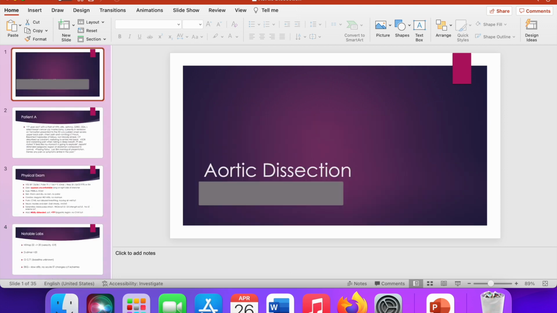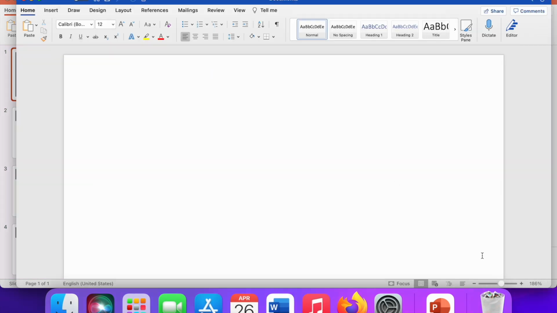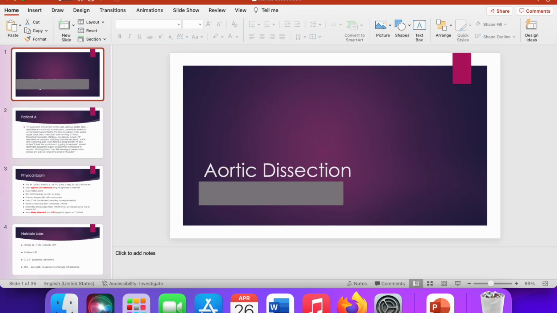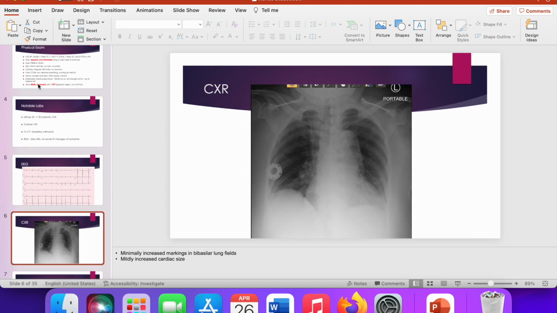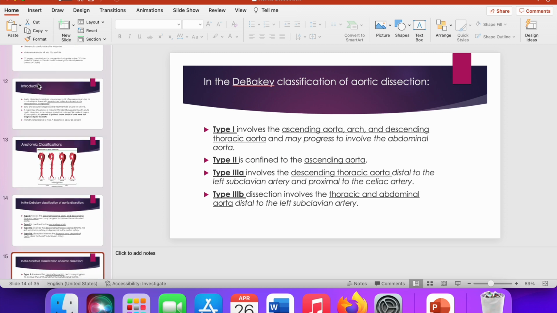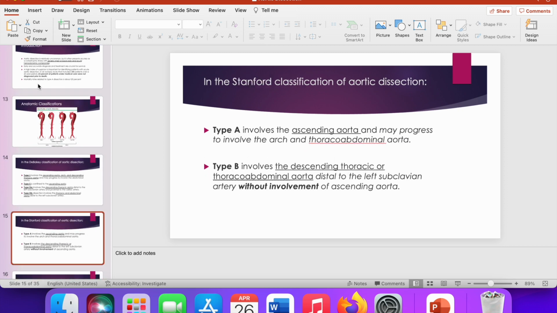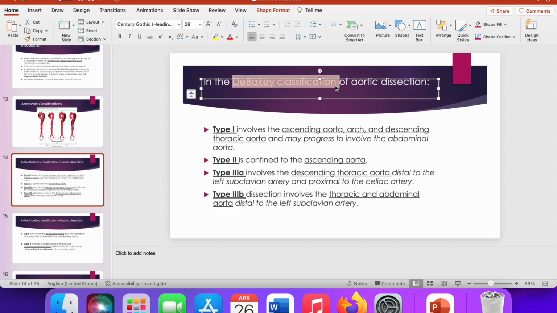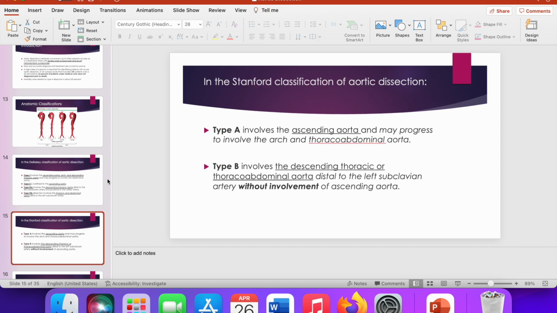Alrighty, so after you've gone through the whole thing, you're going to want to open up a Microsoft Word document. I'm just going to title this Aortic Dissection Study Guide. Then you are going to want to insert a 2x1 column. Yes, if you can't tell, we are going to make a 2-column study guide that works very, very well. I'm just going to scroll down to where I start actually getting into the information. And what you are literally going to do is create questions that answer the information that is in this PowerPoint. So I'm going to show you how I do that.